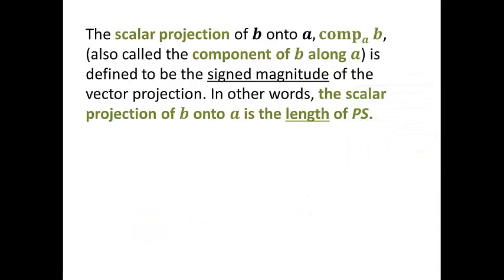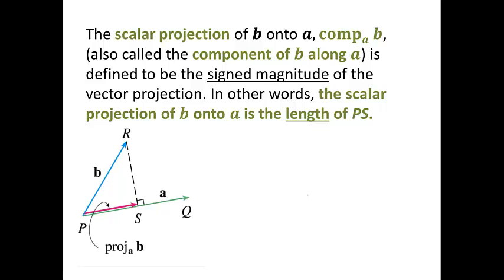The scalar projection of B onto A, also sometimes called the component of B along A, is defined to be the signed magnitude of the vector projection. In other words, the scalar projection of B onto A is the length of the vector projection PS. Let theta denote the angle between A and B. Notice that we have a right triangle with the vector projection PS making up the side adjacent to our angle, and vector B making up the hypotenuse.